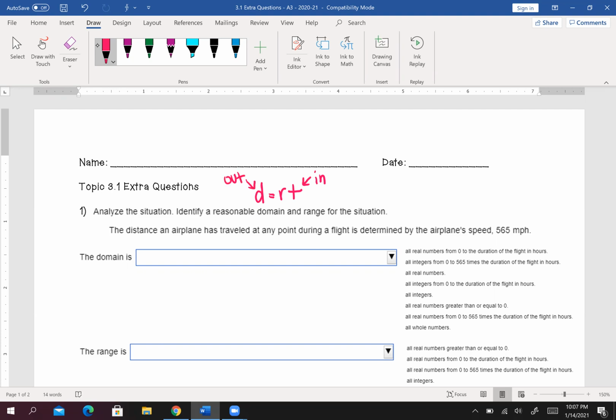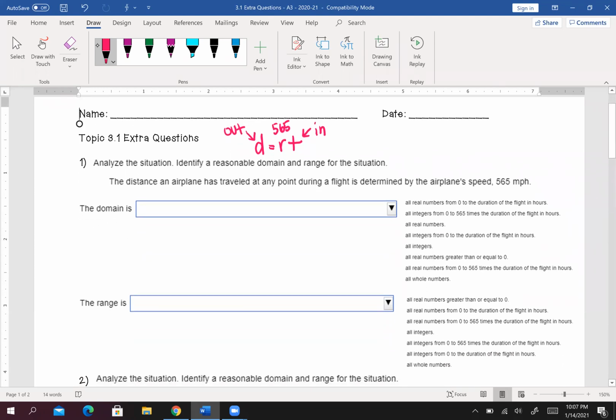Okay. In this case, the rate is 565 miles per hour. Okay. So we need to know what are some reasonable values to plug in for this t. Okay. And they give us a lot of options. So we're going to have to narrow this down a little bit. So our t is what we're plugging in. I think the first thing we should know is we can't have negative time. I think that's probably the easiest one to do first. So that actually gets rid of all real numbers.